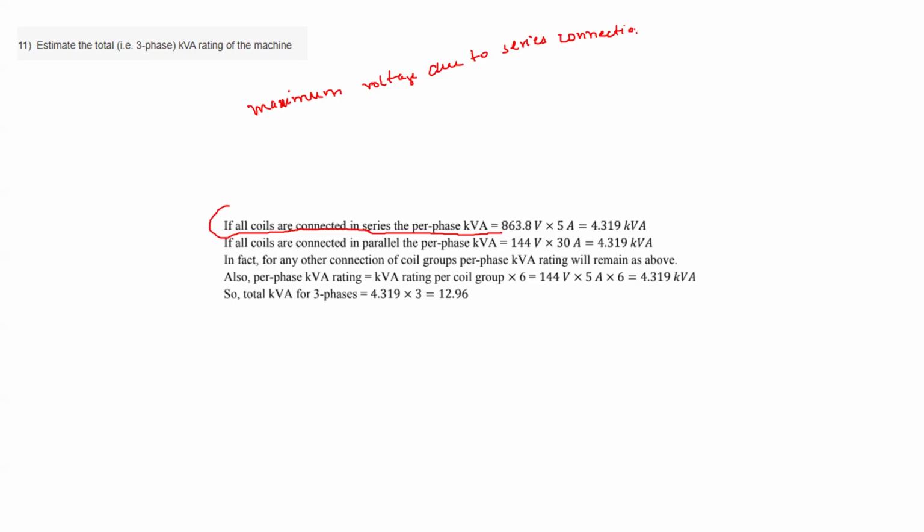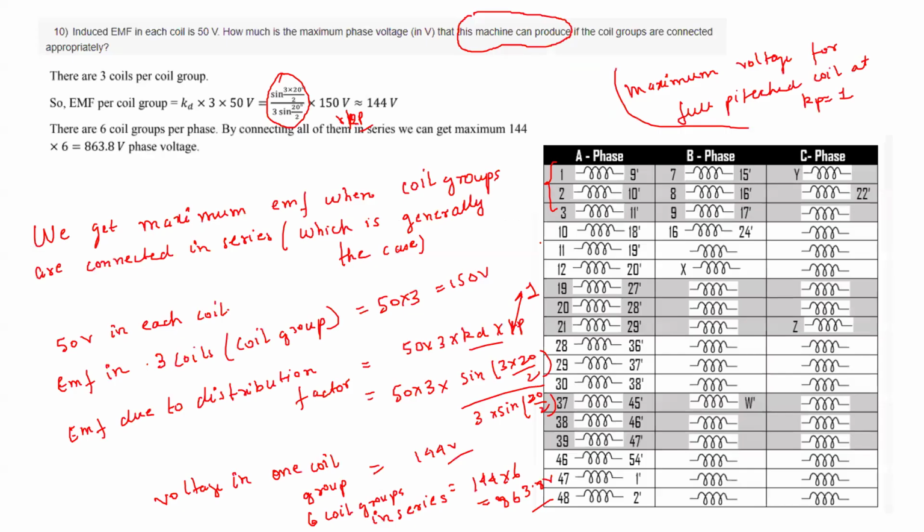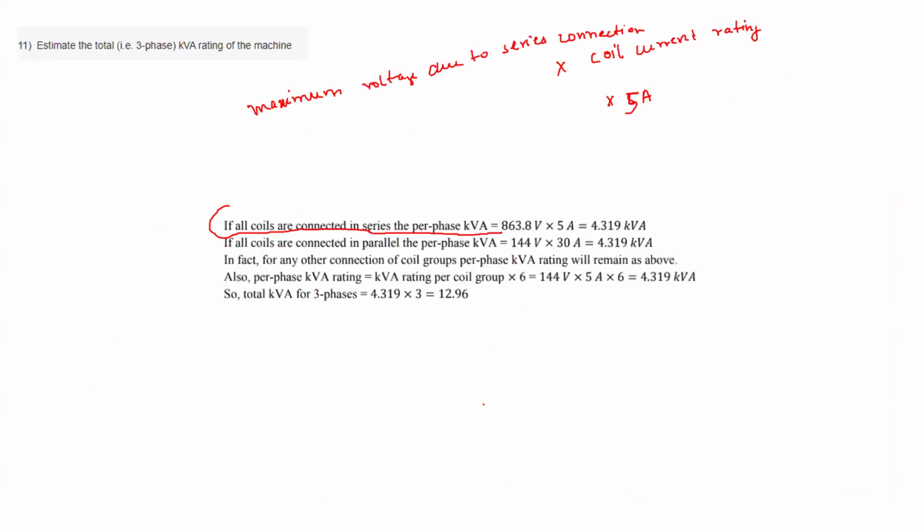Okay. Into coil current rating. So in the question, it was said that coil current rating is 5 ampere. So this is 5. And the maximum voltage due to series connection, we have seen it is 863.8. So here it will be 863.8. So you will get something like 4.319 kVA. You can do it for the parallel connection also, you will find the same thing.